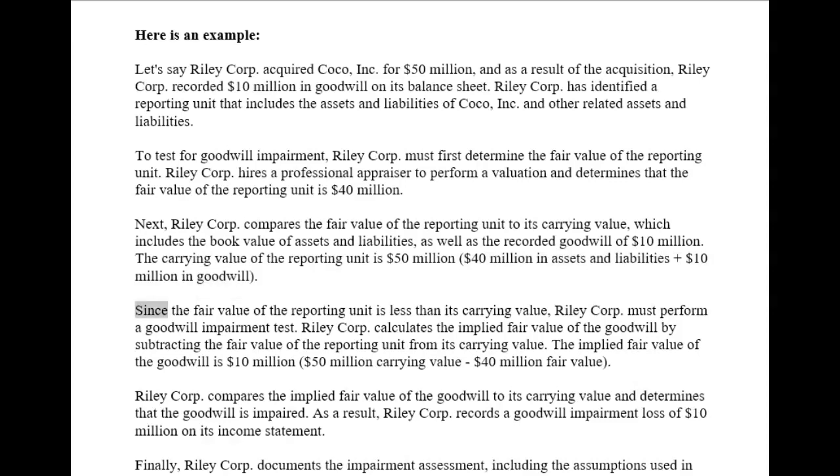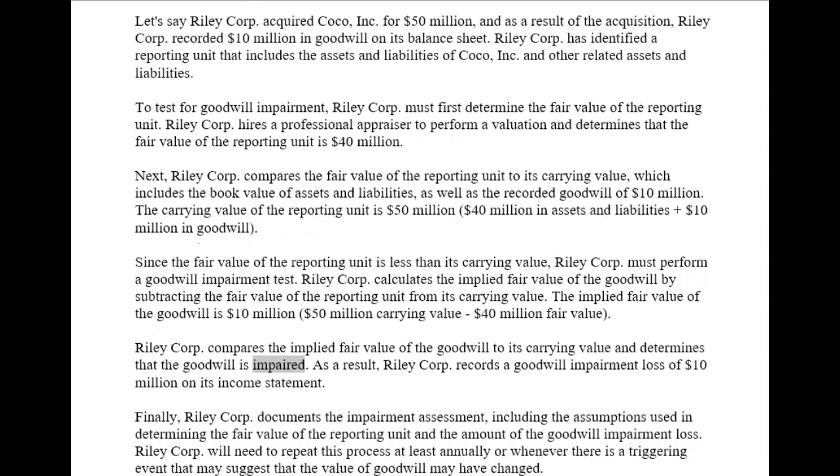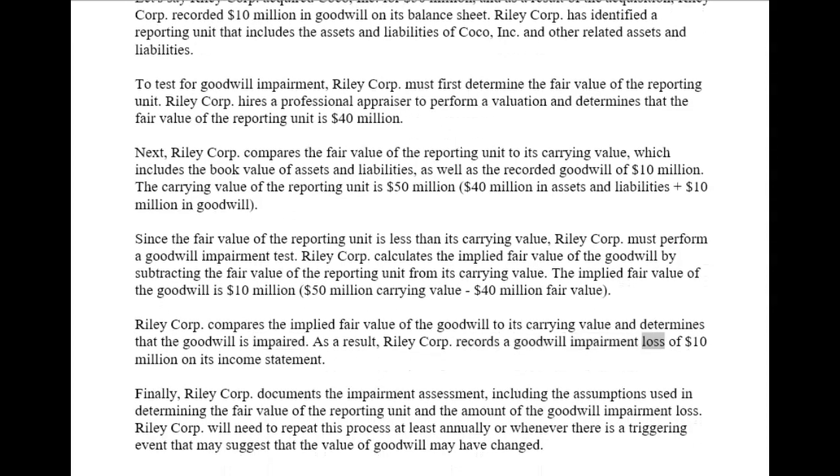Since the fair value of the reporting unit is less than its carrying value, Riley Corporation must perform a goodwill impairment test. Riley Corporation calculates the implied fair value of the goodwill by subtracting the fair value of the reporting unit from its carrying value. The implied fair value of the goodwill is $10 million: $50 million carrying value, $40 million fair value. Riley Corporation compares the implied fair value of the goodwill to its carrying value and determines that the goodwill is impaired. As a result, Riley Corporation records a goodwill impairment loss of $10 million on its income statement.